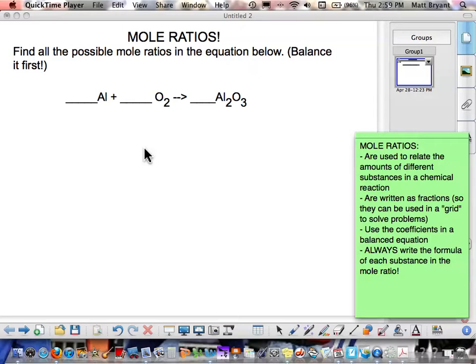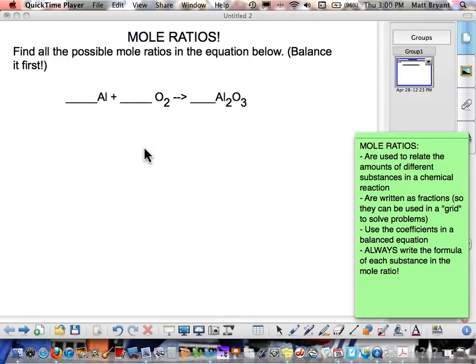So, what we have in front of us is an equation, which we're going to balance, and then we are going to come up with all the possible mole ratios in the equation that we see. Now, mole ratios, like I wrote over here on the right side of the page, are used to relate the amounts of different substances in a chemical reaction. So, for instance, we can know if we have a certain amount of aluminum in this particular reaction, how much oxygen we're going to need to figure that out.